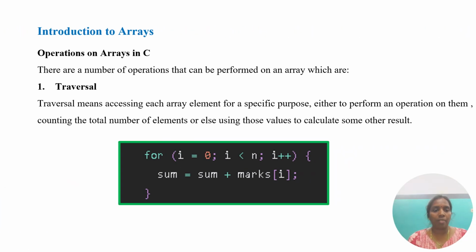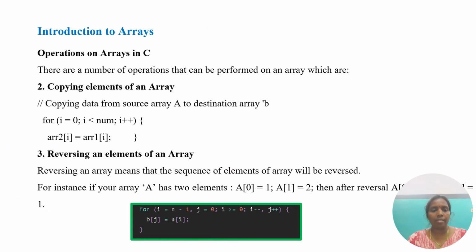The first one is traversal. Traversal means we are accessing every element of the array. One example which we have considered previously is the sum of the marks of all elements present in an array. That is a good example for traversal. The next is copying an array element.